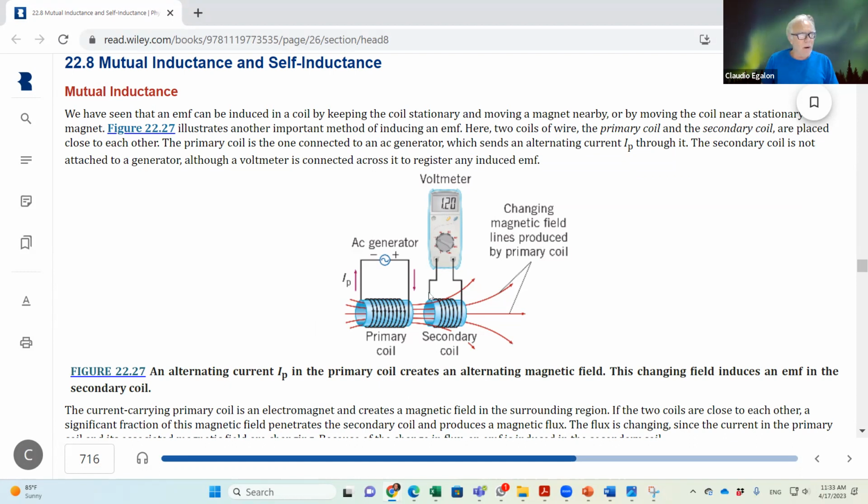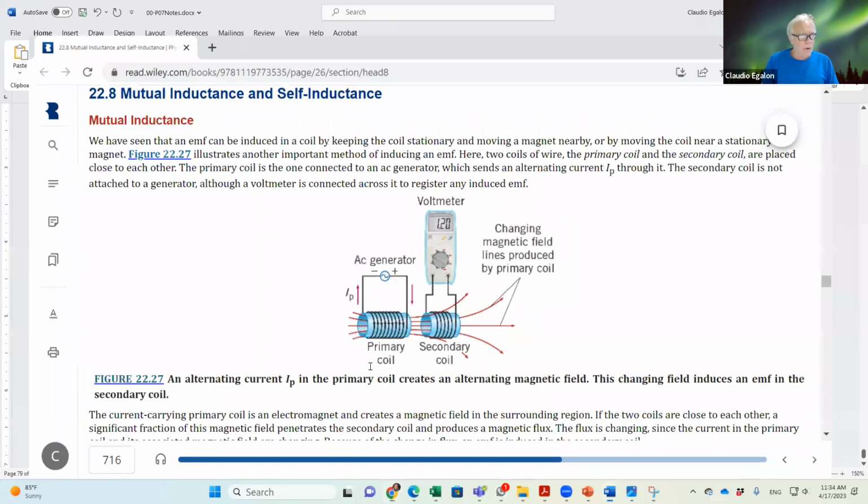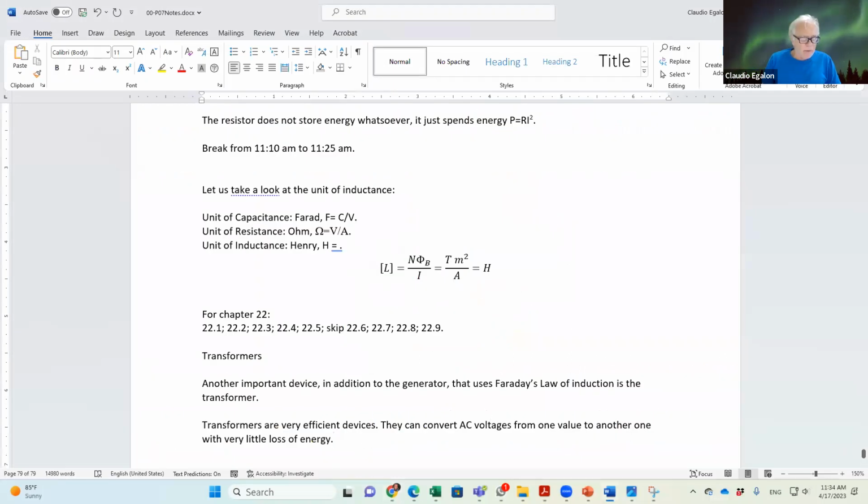You have an AC generator in a circuit, and this circuit couples its energy to another coil that you have here, and in the process, depending on the number of turns in each device, you can either increase the voltage or decrease the voltage. That's how transformers work. So you can convert AC voltages from one value to another with very little loss of energy.